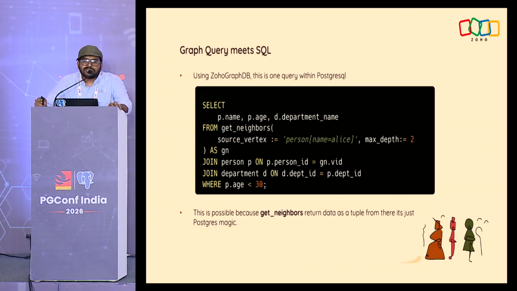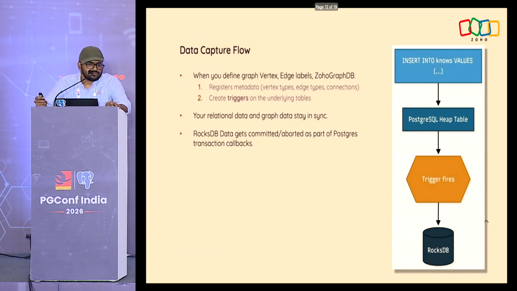How this is possible is that our extension returns a tuple from our UDF. Once you return a tuple, PG will treat it as a table. So whatever you can do on a regular table can be done on this data also. It can be order by, it can be group by, it can be where.